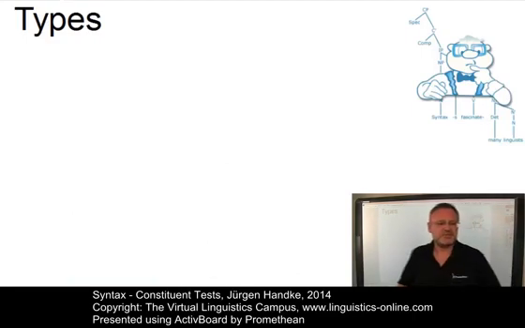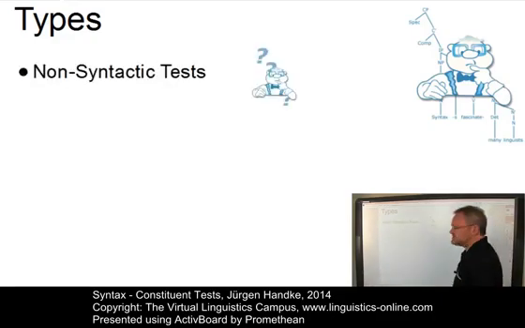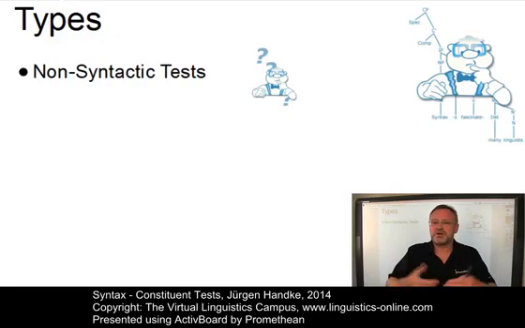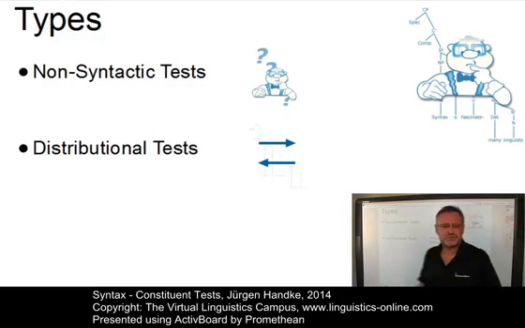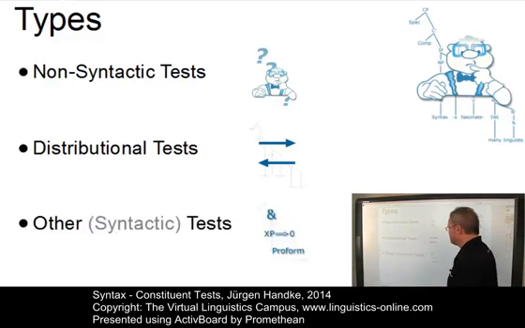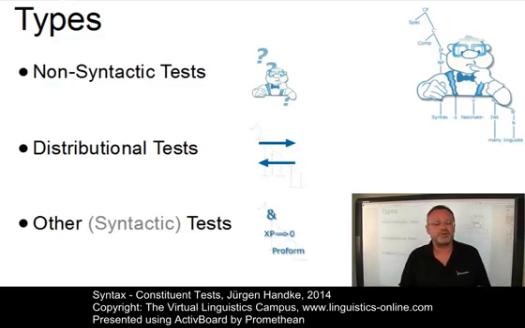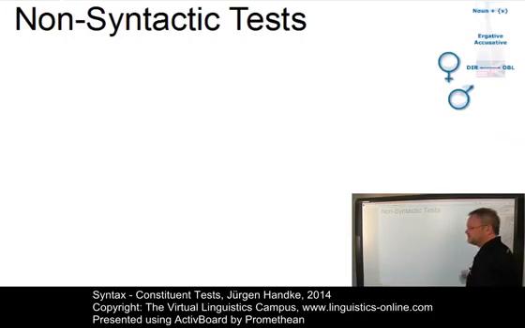Well, there are several interacting arguments, so-called tests, that lend support to the postulation of constituents. These arguments can be subdivided into non-syntactic arguments or tests, which come primarily from morphology and semantics, distributional tests or distributional arguments, that is, arguments that consider the distribution of constituents within sentences, and other arguments that apply specific syntactic operations to the constituents in question. Let's take a closer look and start with the non-syntactic arguments.